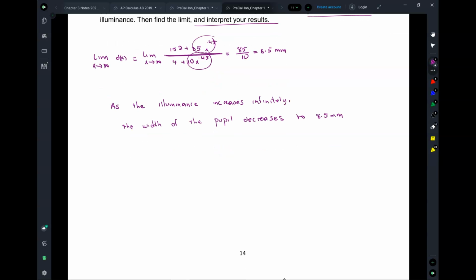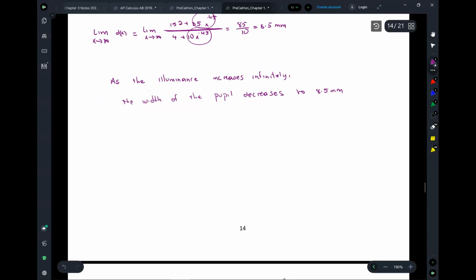Okay, because also, on the coursework, are we going to have to write sentences like this? Okay.